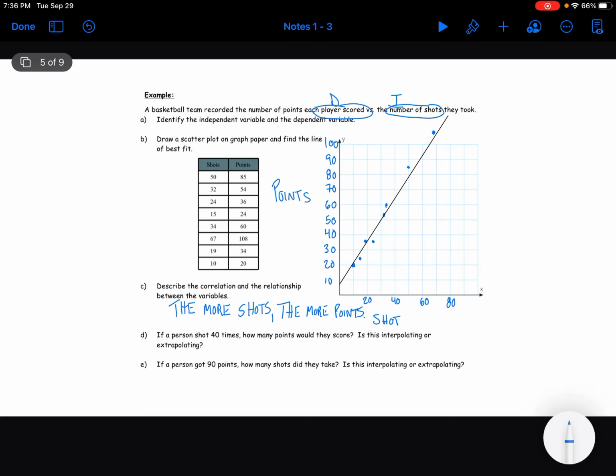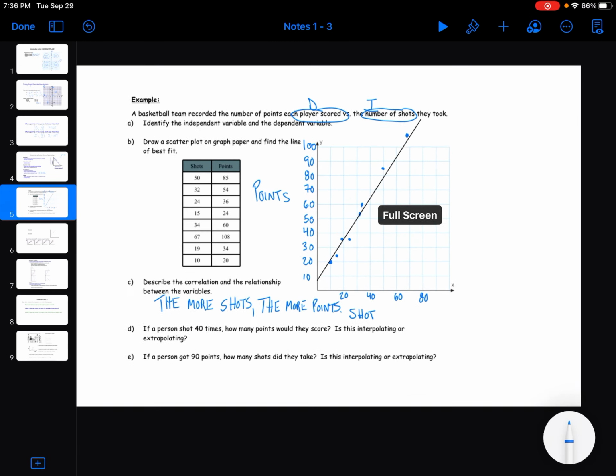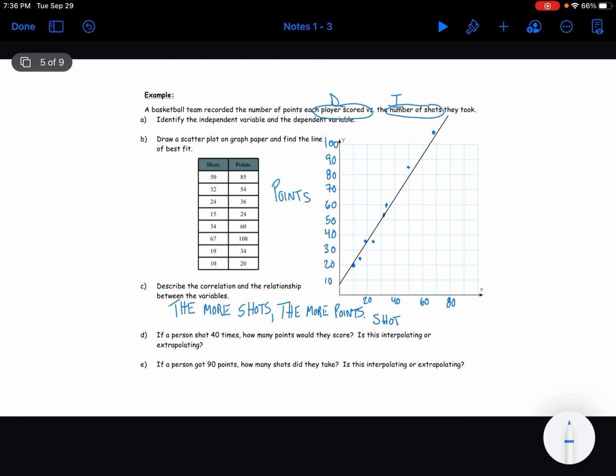If a person shot 40 times, how many points could they expect to score? Okay, so what we need to look at here is 40. And we'd go up to the graph, and we'd go over to here, and they would score about 65 points. So I would say about 65 points. Okay, now it says, is this interpolating or extrapolating? We're going to get back to this in a few minutes.